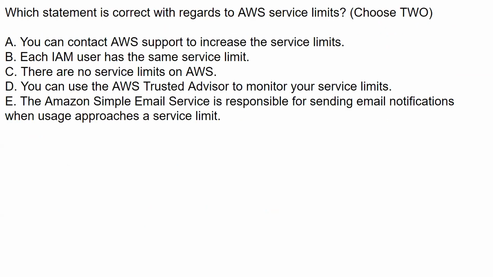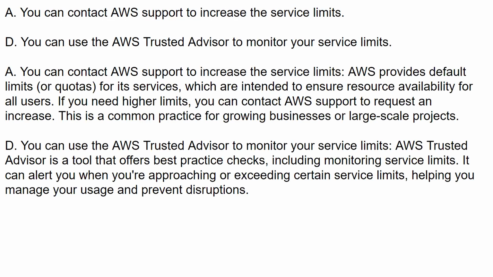Which statement is correct with regards to AWS service limits? You can contact AWS support to increase the service limits. Each IAM user has the same service limit. There are no service limits on AWS. You can use the AWS Trusted Advisor to monitor your service limits. The SES is responsible for sending email notifications when usage approaches a service limit. Okay, you can contact AWS support to increase the service limits. Okay, you can use the Trusted Advisor to monitor your service limits.